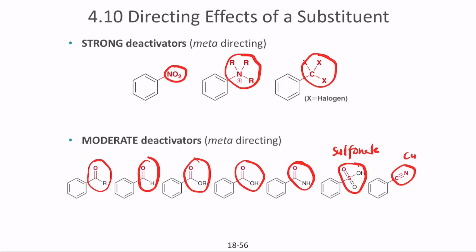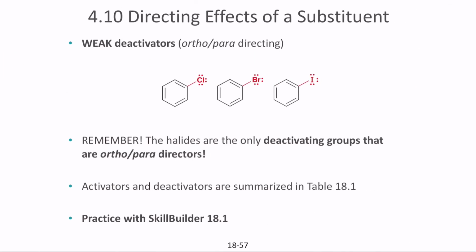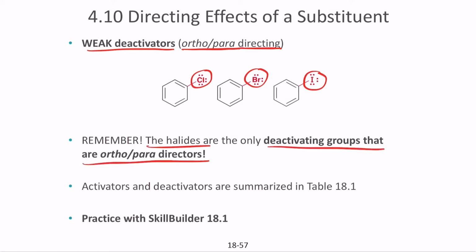Sulfonate and cyano are also moderate deactivators. Both are meta-directing. Let's come to the last exceptional part, which is weak deactivators. Weak deactivators are chlorine, bromine and iodine. All of these are ortho or para-directing. Remember that the halides are the only deactivating group that are ortho or para-directing.